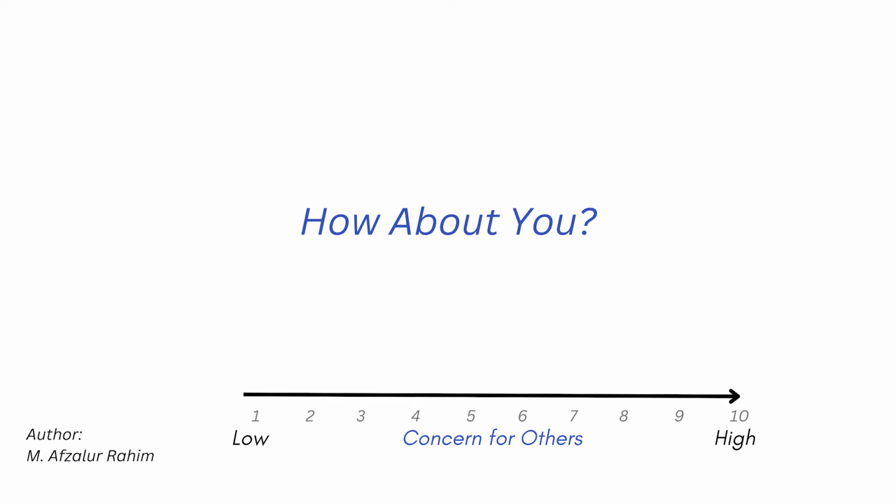So my question for you is, how would you score yourself on a level of concern for other people and their outcomes during a conflict? Take a second to give yourself a score anywhere from 1 to 10. The score of 5, for example, will be right in the middle.